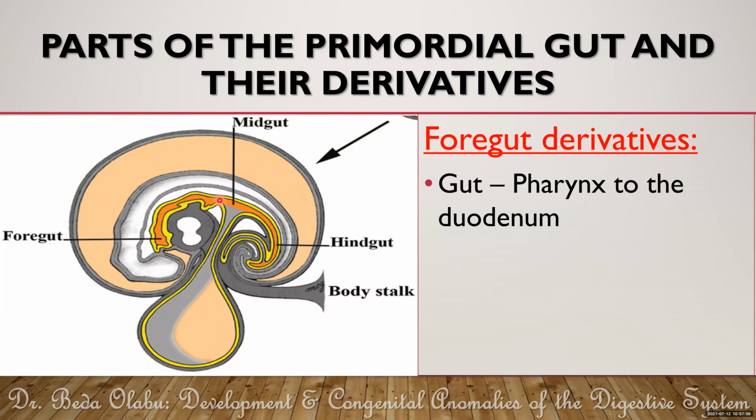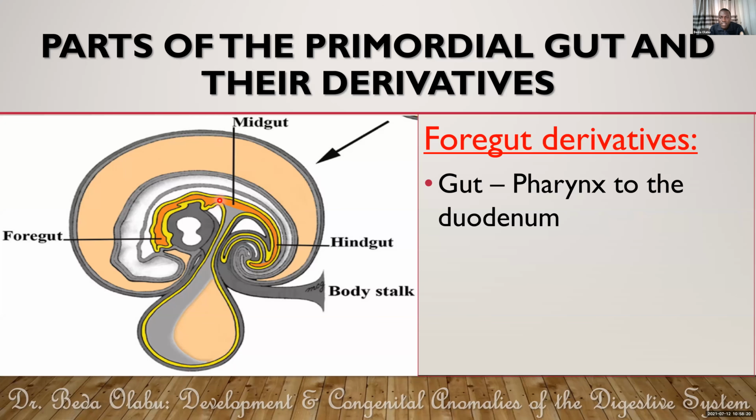So what does that mean? It means that foregut will give us the pharynx. It will also give us the esophagus. Then it will give rise to the stomach. And lastly, it gives rise to the proximal part of the duodenum.